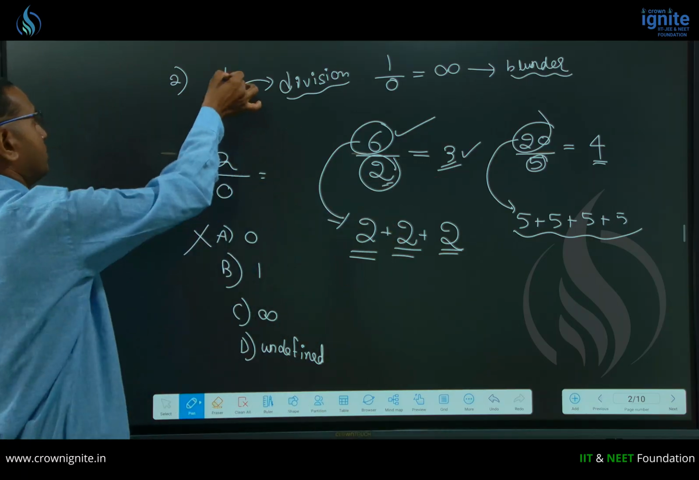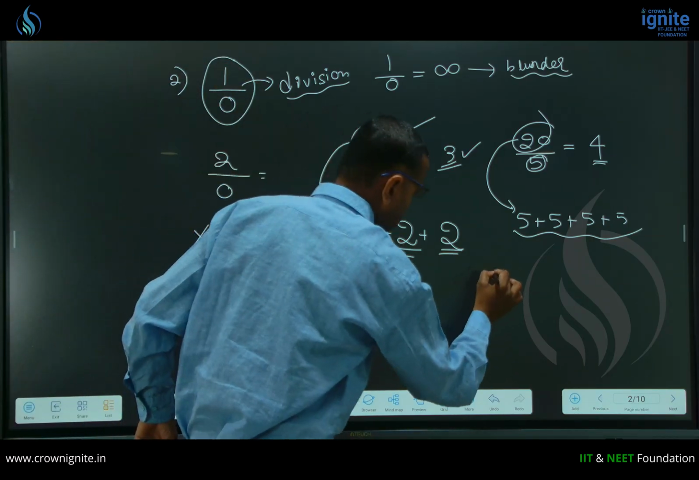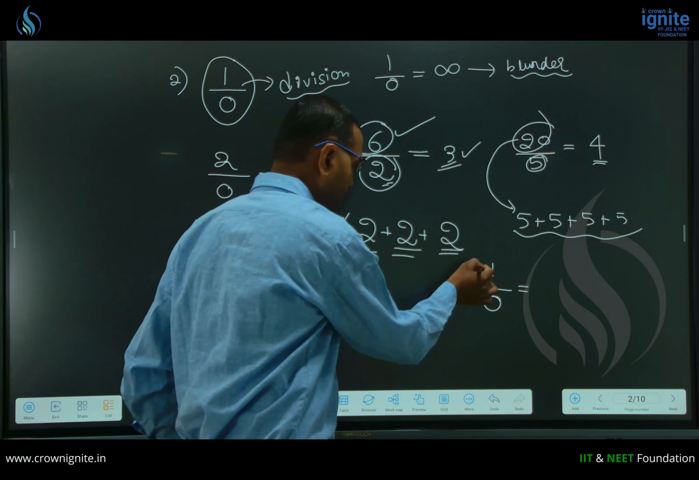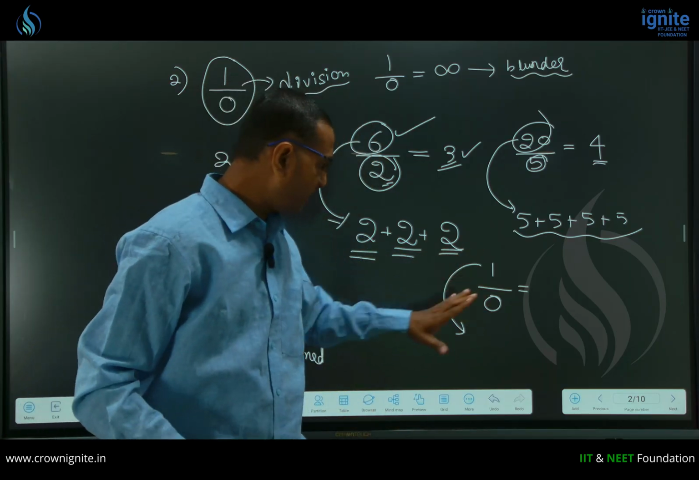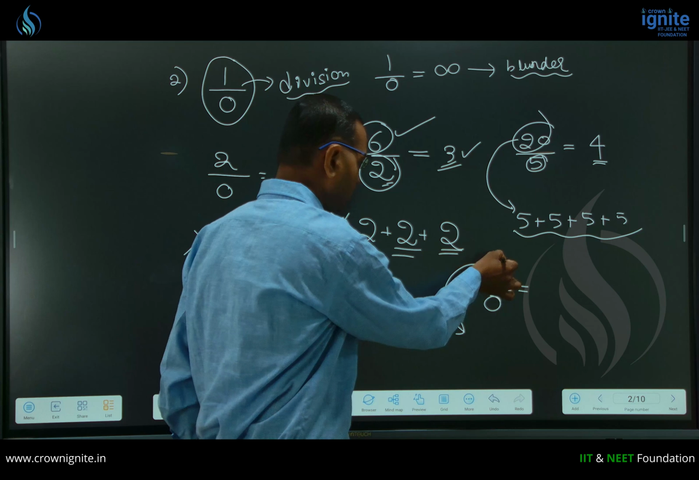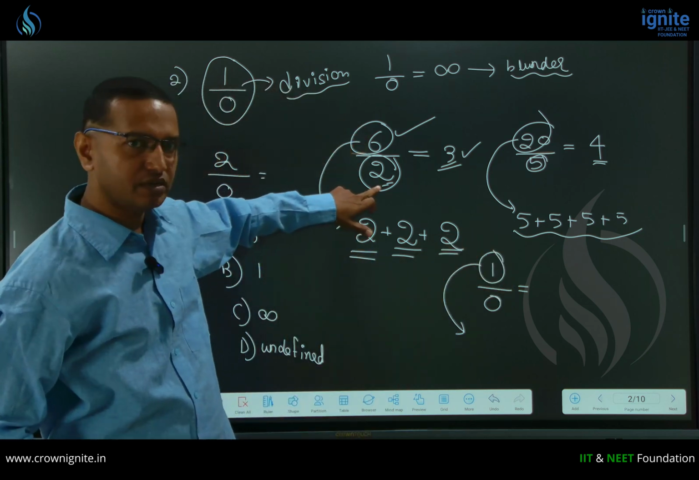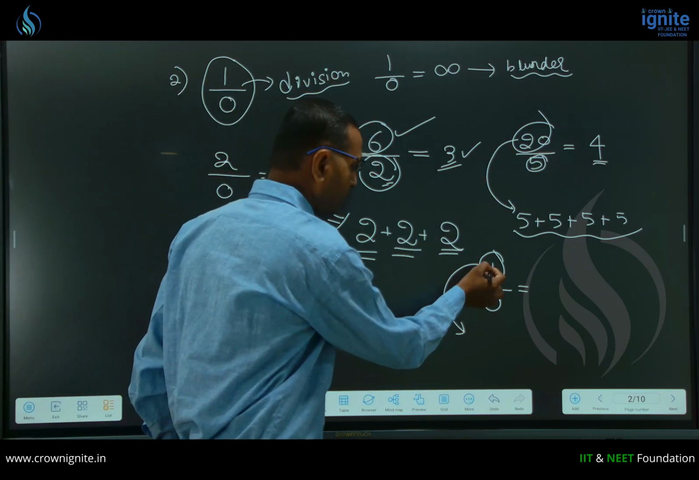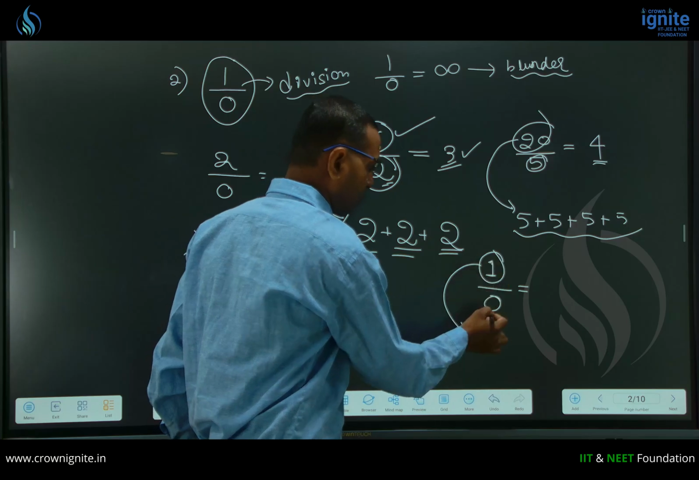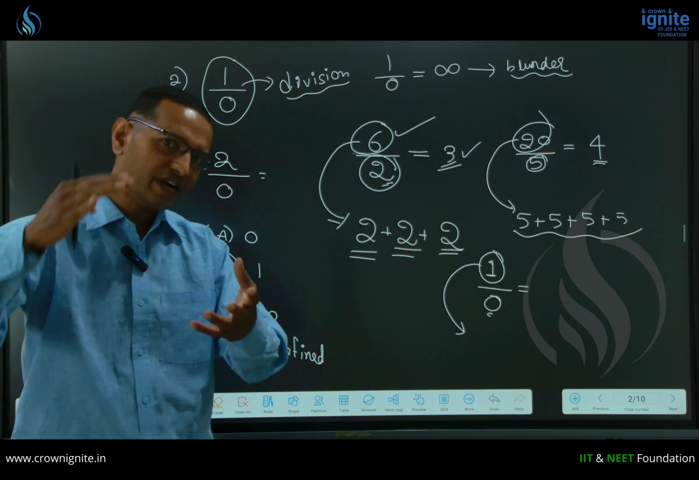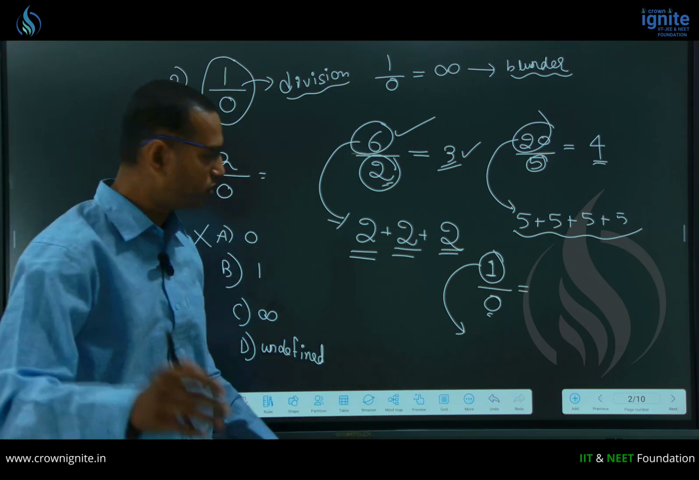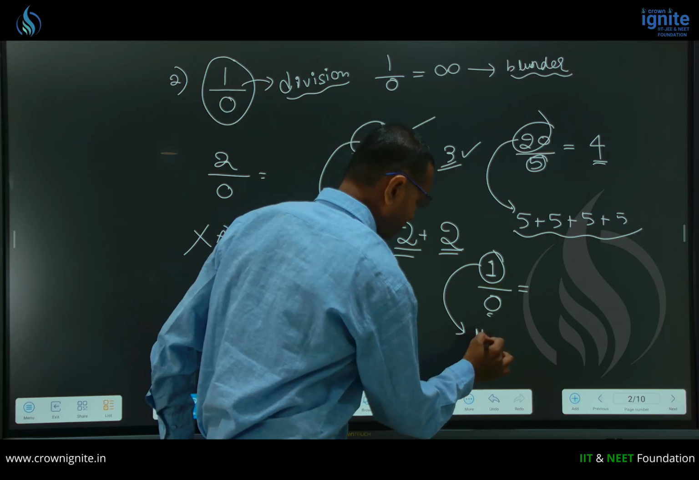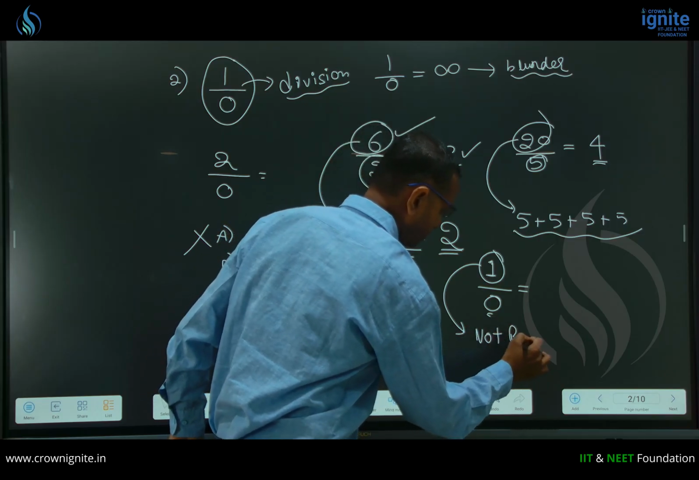Now using the same concept, let us solve this 1 by 0. So 1 by 0, 0 means nothing. And remember, earlier 6 you were dividing by 2, 20 you were dividing by 5. Here there is a number 1, you are dividing by nothing. Can you divide something by nothing? It is not possible. Just think conceptually. So it is not possible basically. Hope you are getting my point.